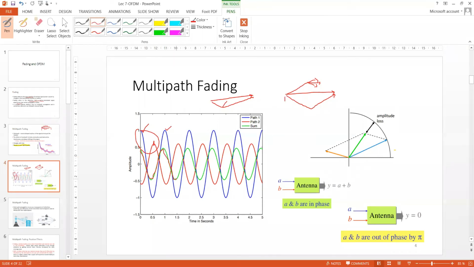So this creates problems at the receiving end, and we need to devise some suitable mechanisms in order to overcome this problem. But before devising a suitable mechanism, it is desirable to understand what actually multipath fading is, what the reasons are that create multipath fading, and what the problems are that arise because of this multipath fading.